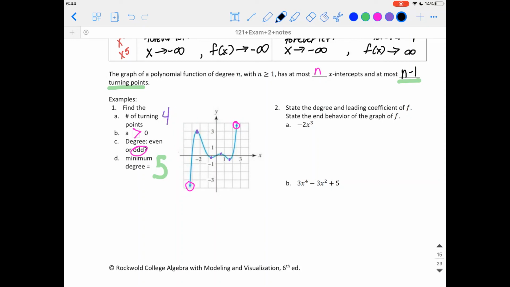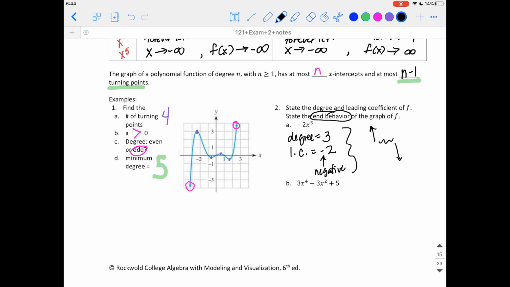All right, number 2. State the degree and leading coefficient of f. So the degree is 3 and the leading coefficient is -2. It'd be nice, especially if math is in your future, that you can look at an equation and say, because the degree is 3 and the leading coefficient is -2, I know that my end behavior is going to be like this and like this, with something going on in the middle that we're not sure about. We don't know if it has hills, valleys, or not.